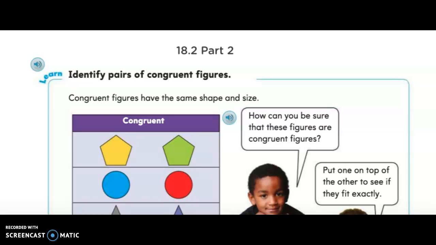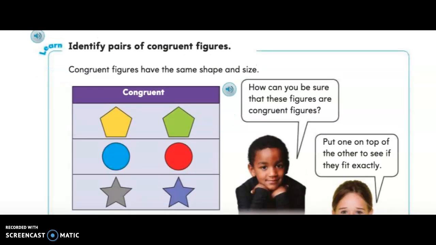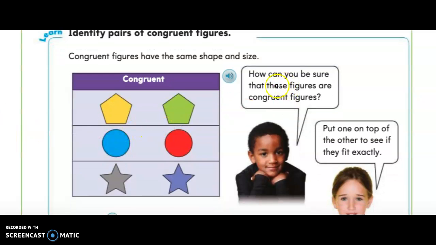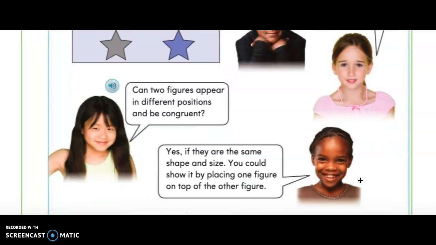Alrighty, so we're moving on to 18.2, part 2. So we are just going to focus on congruent figures and what it means for shapes to be congruent. If you take a look at these examples, they all have the same size and shape. The way that you can be sure that figures are congruent is to put one on top of the other and they would fit exactly.